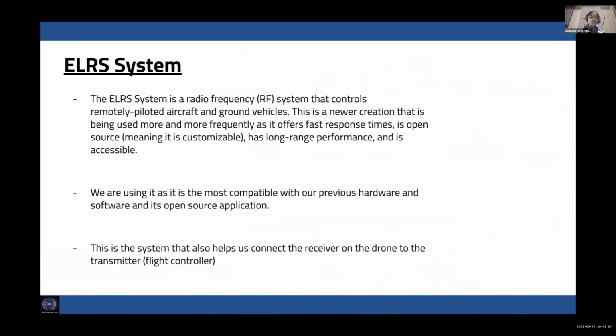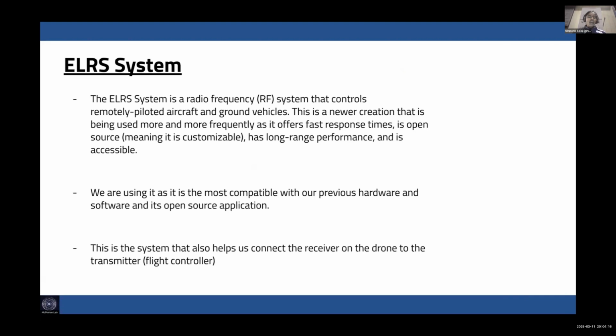I just want to talk a little bit about a more underground system, called an ELRS system. It's basically a radio frequency system that controls remotely piloted aircraft and ground vehicles. This is a newer creation that is being used more and more frequently as it offers very fast response times, is open source, making it very customizable, has long distance performance, and is very accessible to the majority. It's also easier to work with, so it requires less soldering and so on.